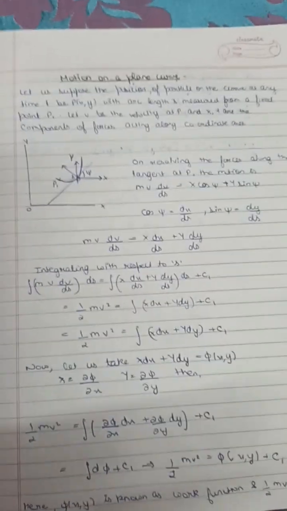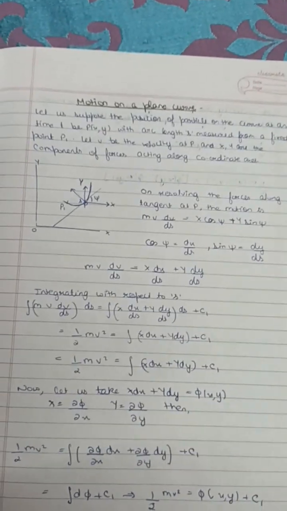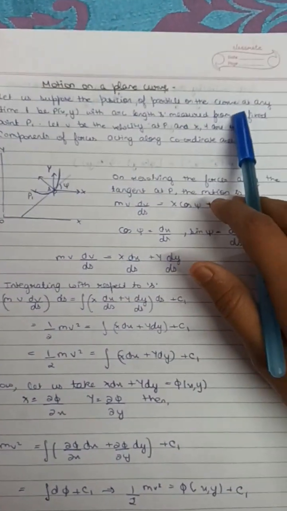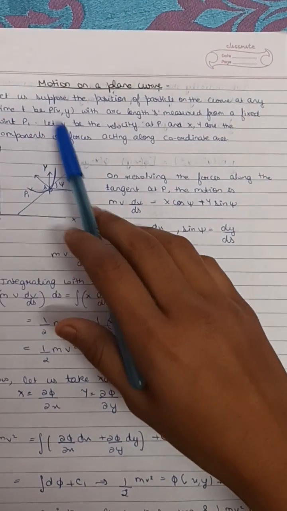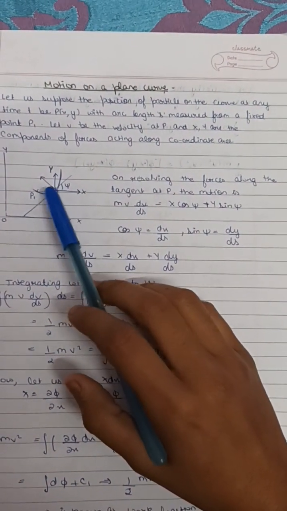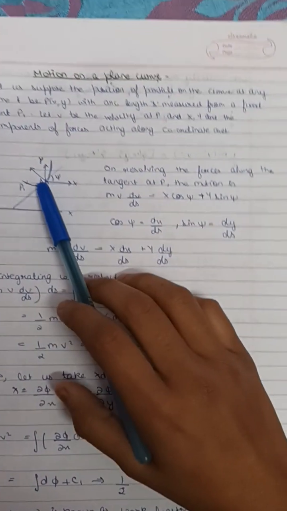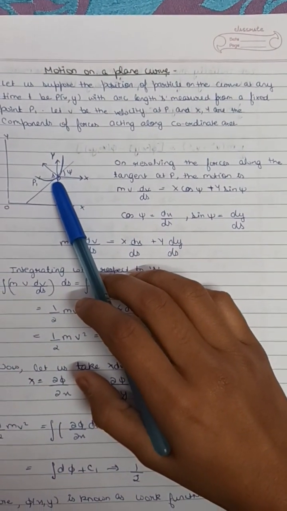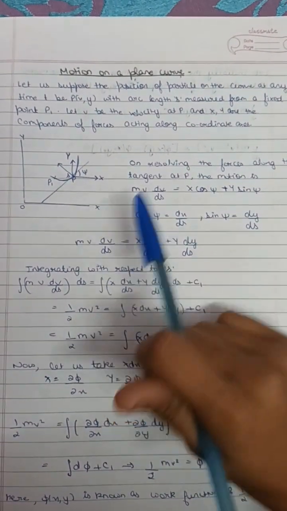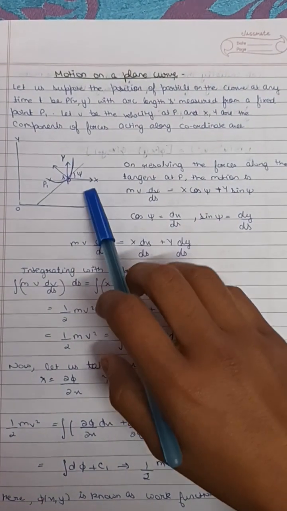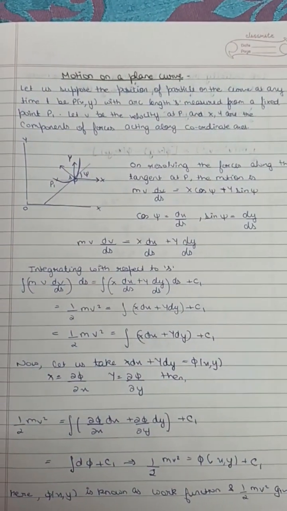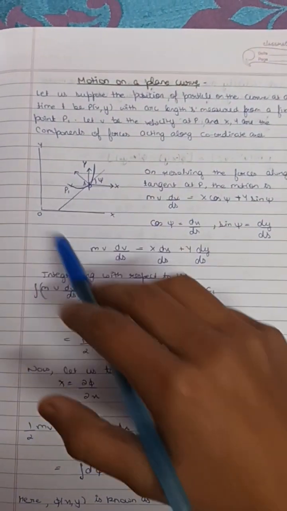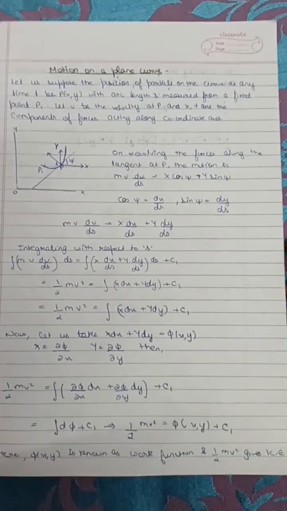Now we will learn about what is a motion on a plane curve. Let us suppose the position of the particle on the curve at any time t be (x, y) with arc length s, measured from a fixed point P1. Let v be the velocity at point P, and X and Y are the components of the force acting along the coordinate axes.